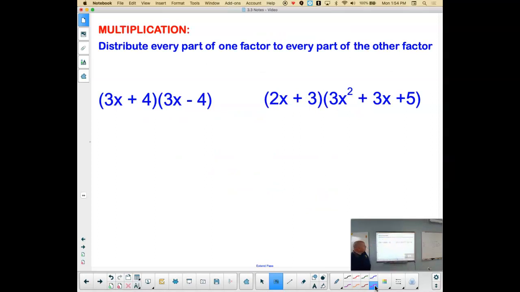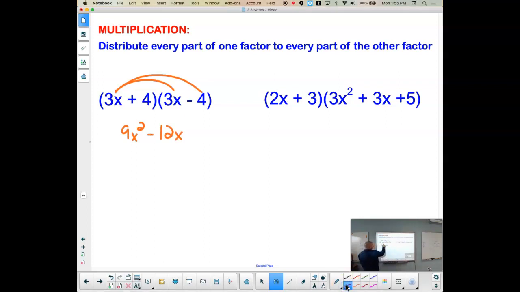Multiplication. Okay. We do multiplication by distributing all of one of the parts to all of the other parts. So for instance, 3x would be distributed into both of those two. So that would give me 3x times 3x is 9x squared. 3x times negative 4 is negative 12x.